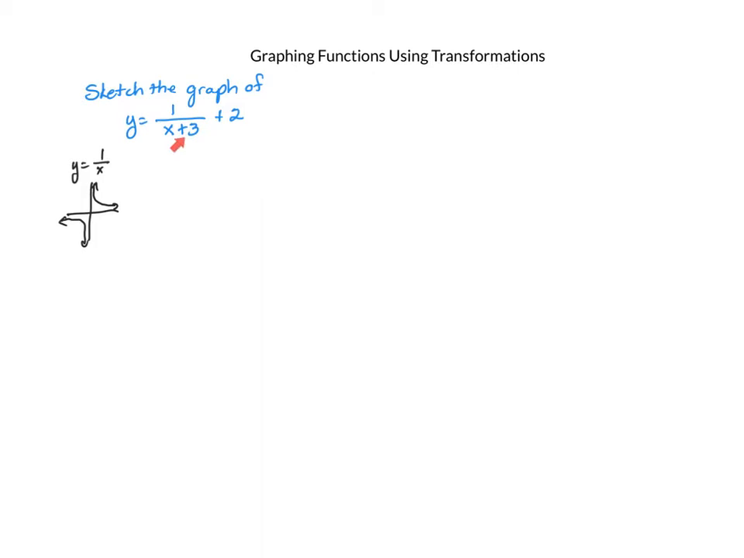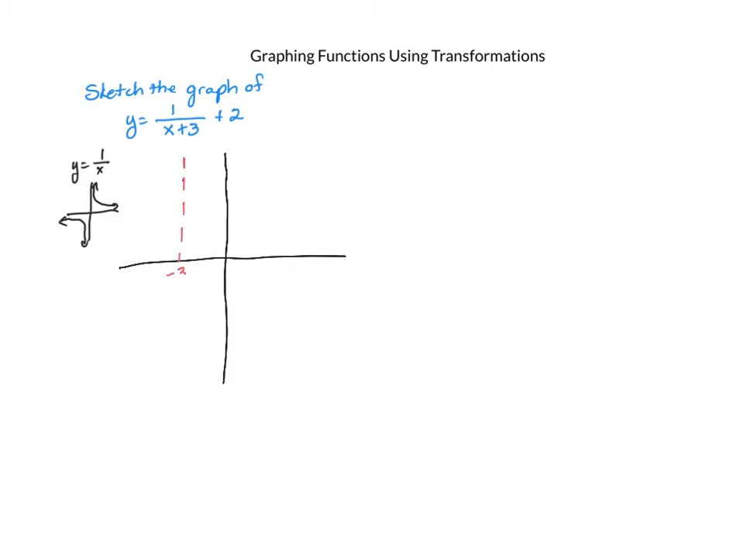Notice because of this x plus 3, my graph will be shifted left 3. And because of this plus 2, up 2. Left 3, up 2. So I'm going to draw the asymptotes in, and they will be my graphing guides. So when I move this graph or shift the graph left 3, I will have an asymptote right here. Let me put it in red.